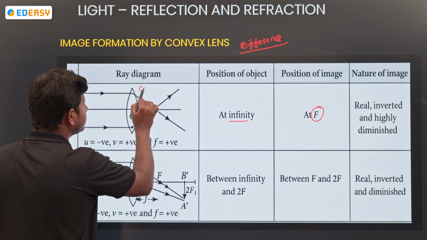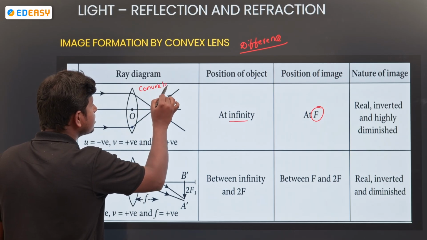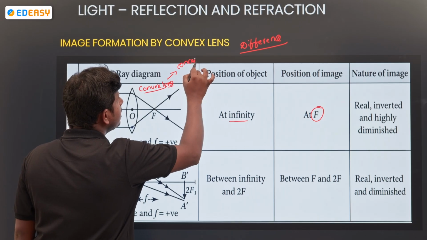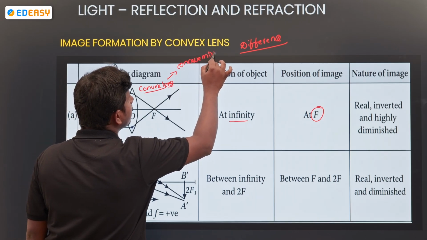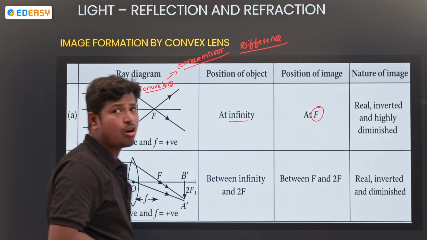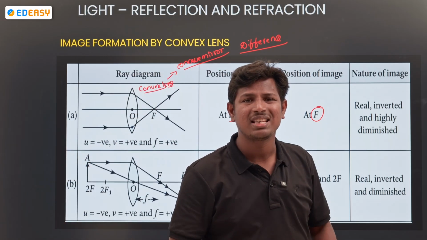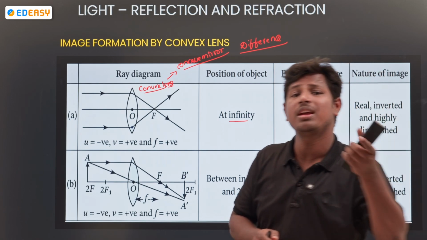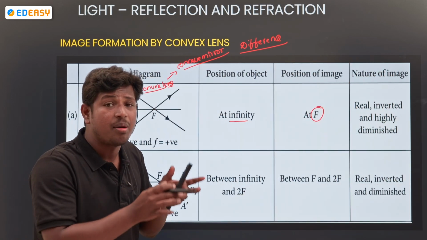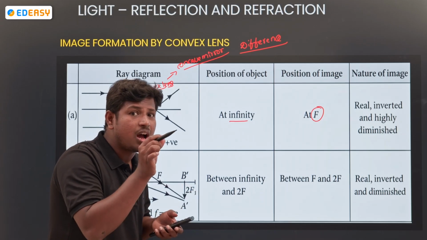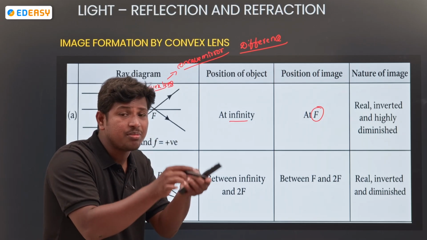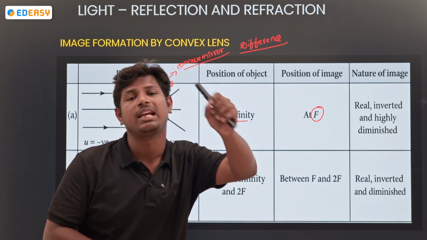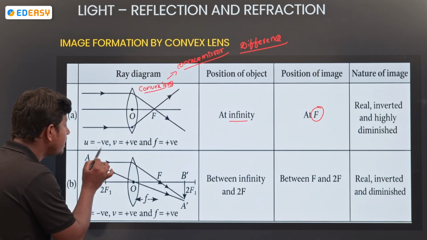So which lens have we taken here? Convex lens. The convex lens properties are similar to a concave mirror. The properties of a concave mirror and convex lens are similar only. Object at infinity, image at F only. Coming to the sign convention, what is the u value? u is the object distance, v is the image distance, f is the focal length. The object distance is always negative.